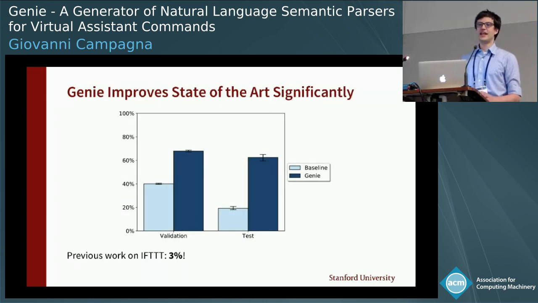And the takeaway is that Genie improves the state of the art significantly. Up from the 20% we had before, we get to 62%. And we know that we had no real data in our training, but we already get 62% on real data. And we didn't have any domain-specific effort. We worked just on compositionality. And also note that previous work on IFTTT only got 3%.